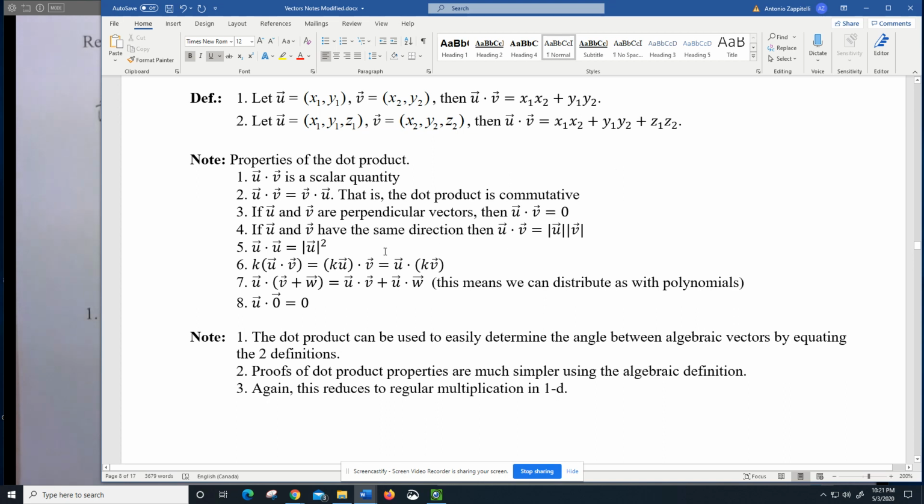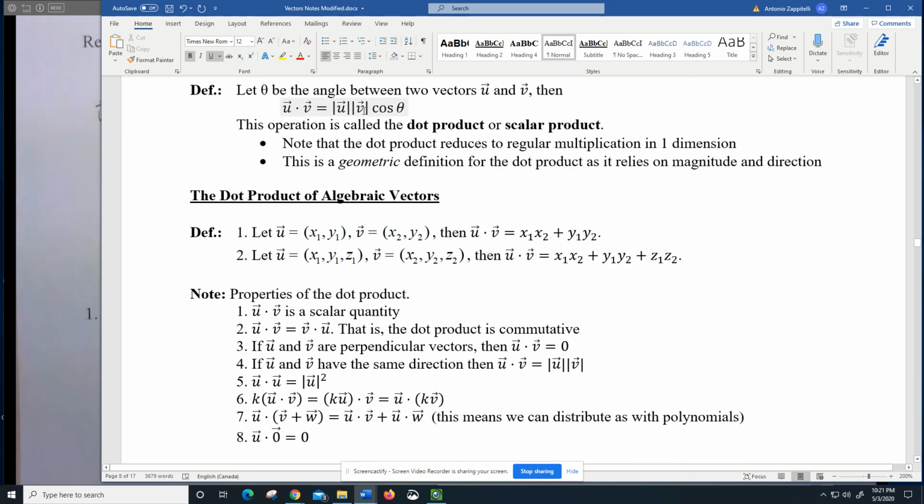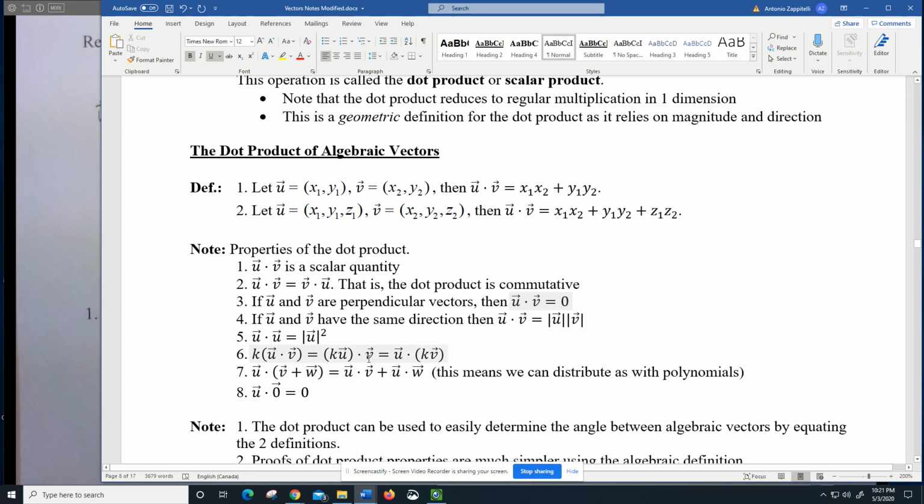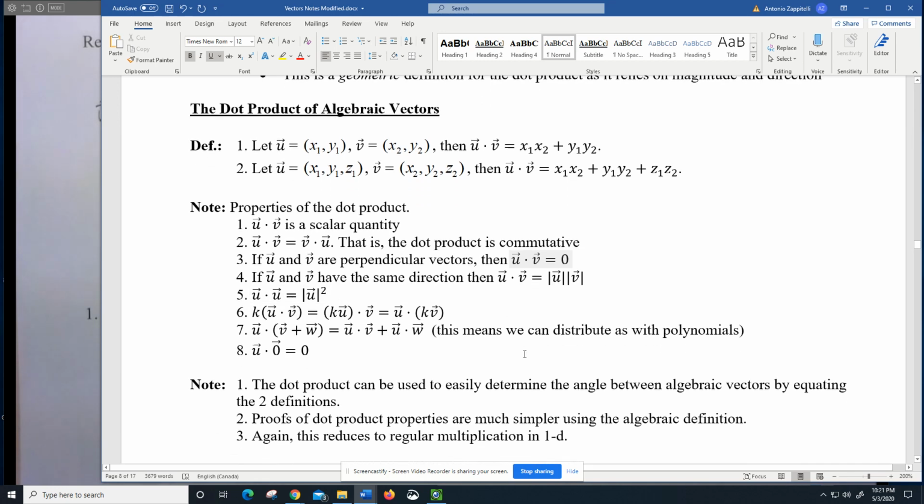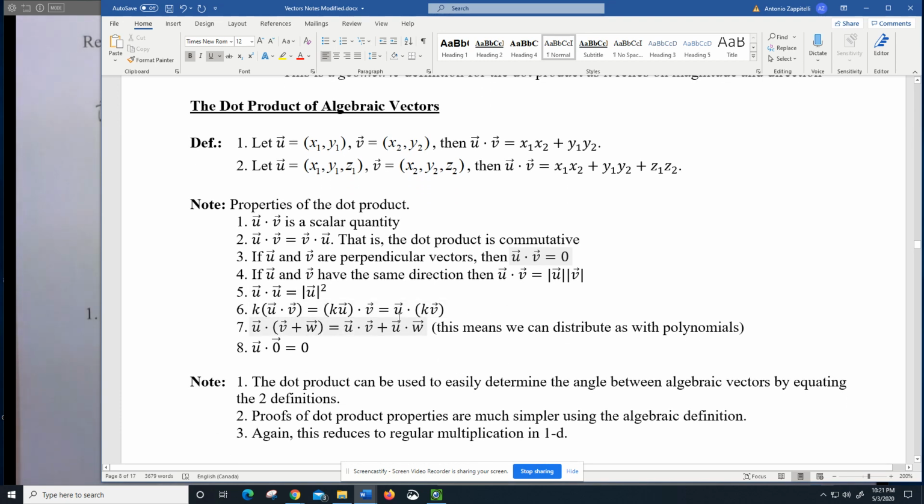Then there are a few other characteristics here, which again are fairly easily provable. Imagine you've got u dotted with itself. If two vectors are in the same direction, the angle between them is 0, and cos of 0 is equal to 1. So if I have a vector dotted with itself, I'm just going to end up with the magnitude of u times the magnitude of u times cosine of 0, which is 1, hence the magnitude of u squared.